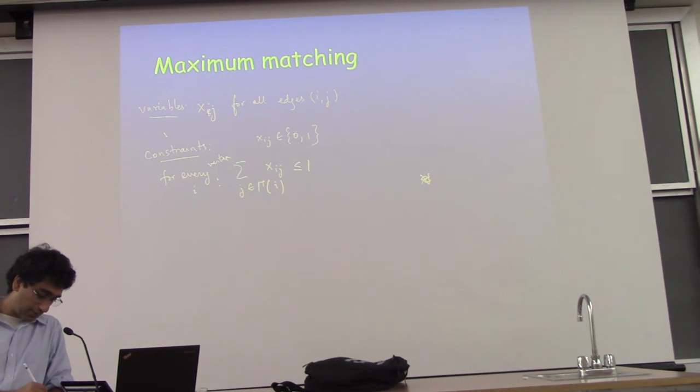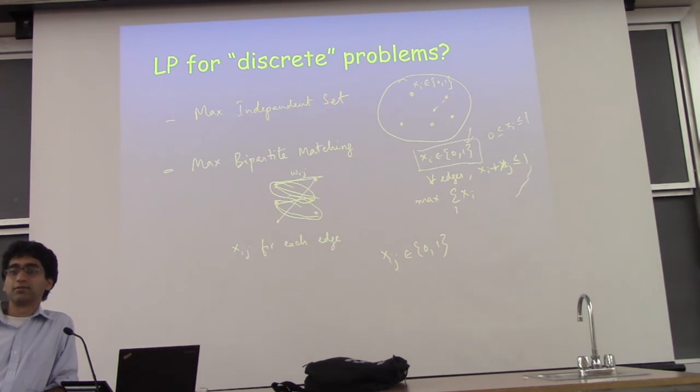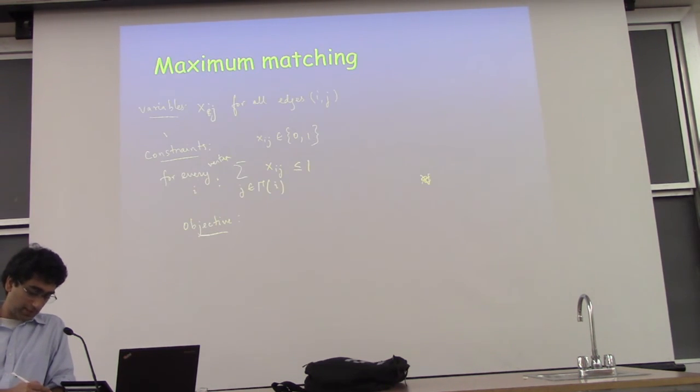Now what's the objective? Maximize the weighted matching. If you picked an edge, you get a value wij, and otherwise you get 0. So the maximum is just the sum over edges ij.